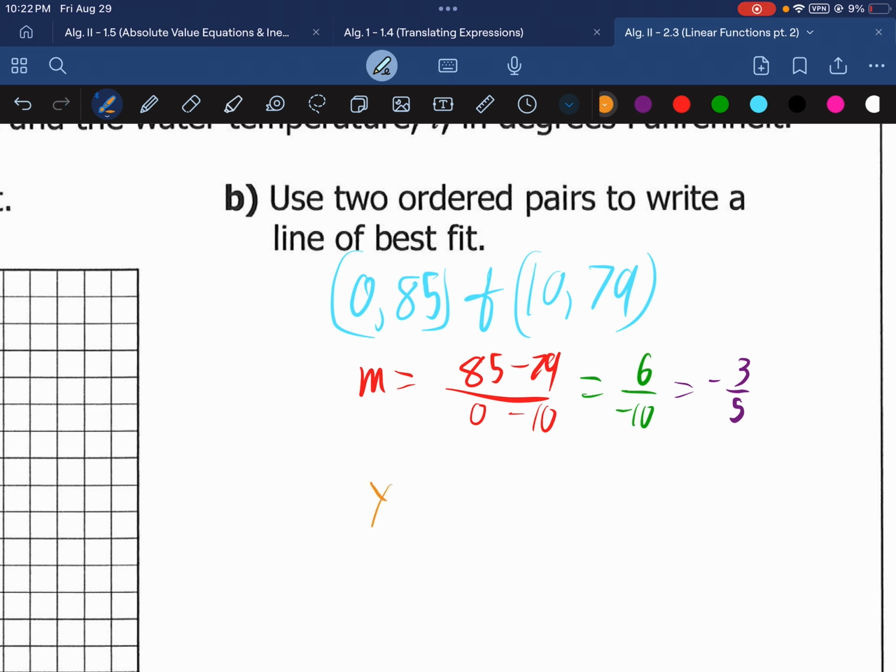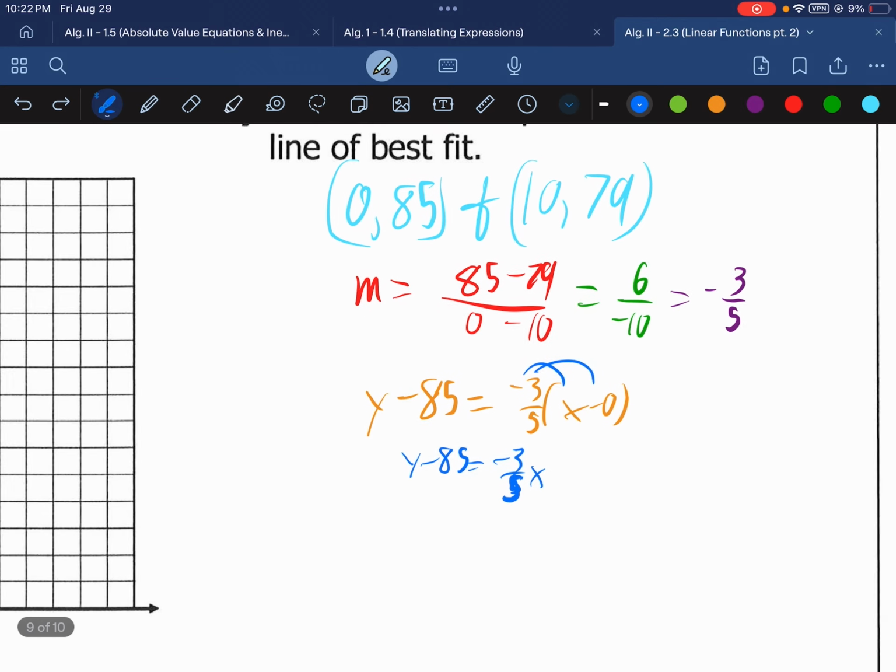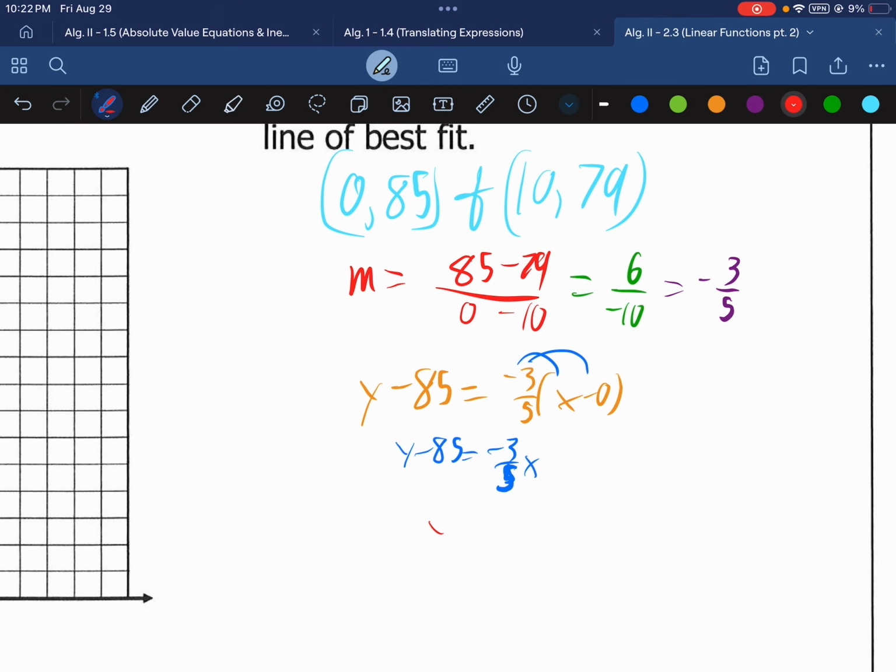So I got y minus 85 equals negative 3 over 5 times x minus 0. Well, as I go ahead and distribute my negative 3/5 x, I get y minus 85 equals negative 3/5 times x. And negative 3/5 times 0 is just 0, and I don't have to write plus 0 or minus 0. And so now I add 85 to both sides, and I get y equals negative 3/5 x plus 85 as my line.